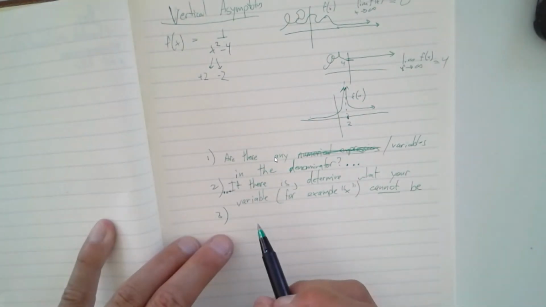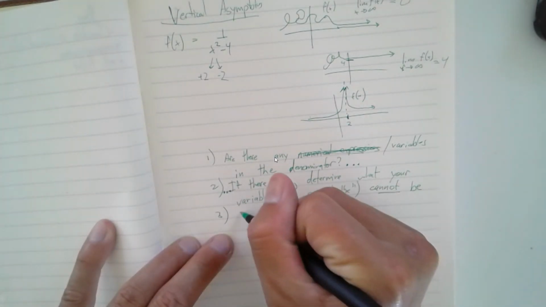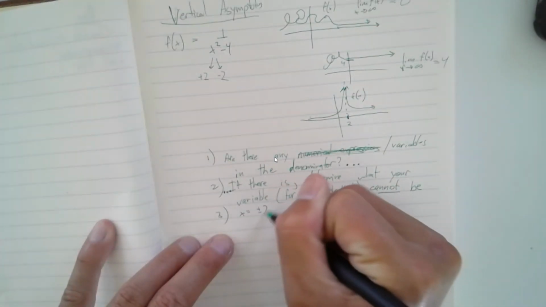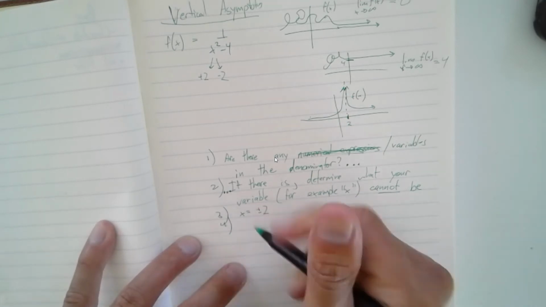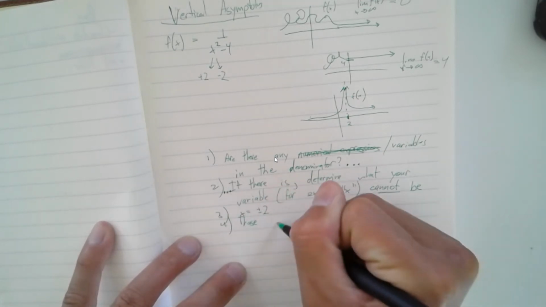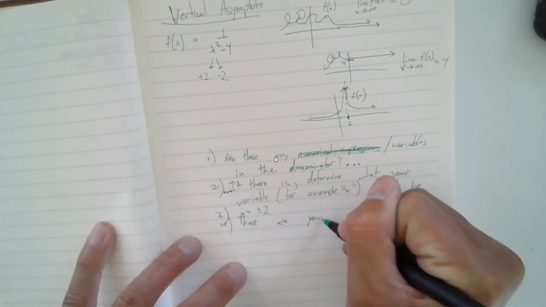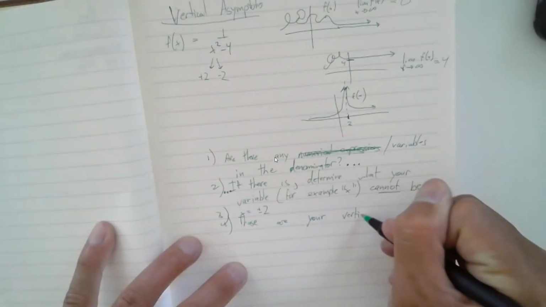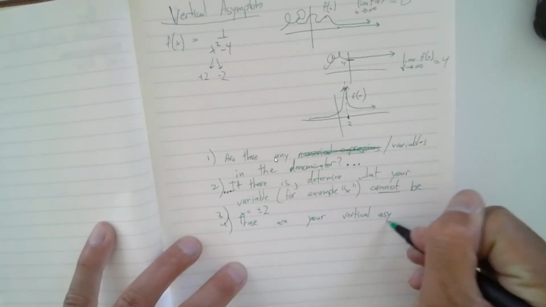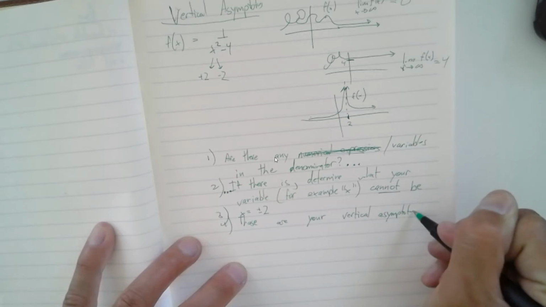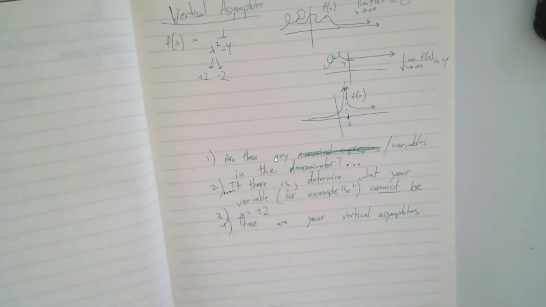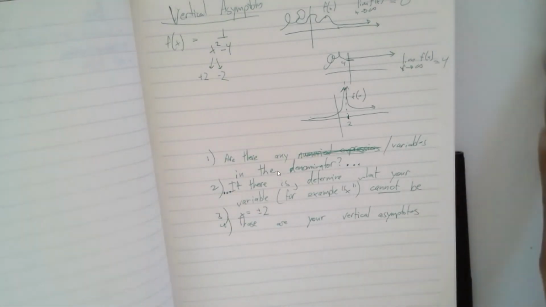In this case, your example is x going to be positive or minus 2, so it's both of those. And these are your vertical asymptotes. Okay. So let me show you what's going to happen here.